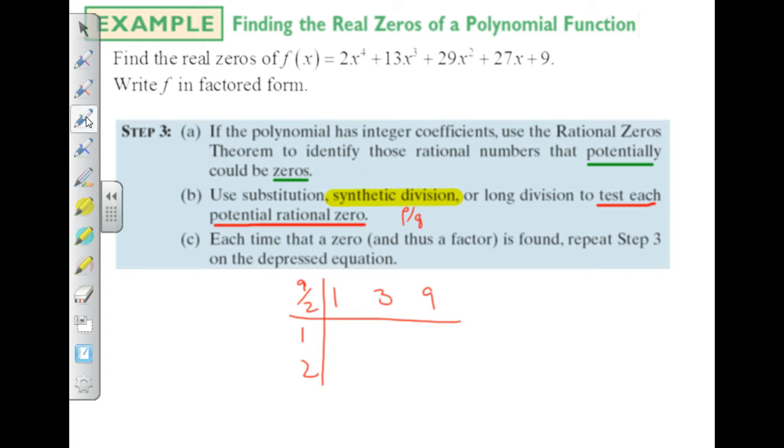The rational root theorem says my possible places that I should be checking for roots are 1, 3, 9, 1/2, 3/2, and 9/2. And remember, it's the plus or minus. So it looks like I've only listed 6, but I've actually listed 12 possibilities because you have to check the positive and negative.